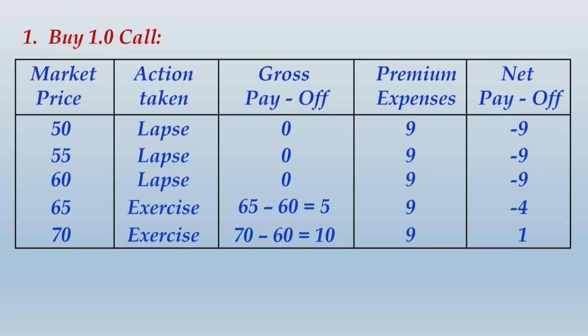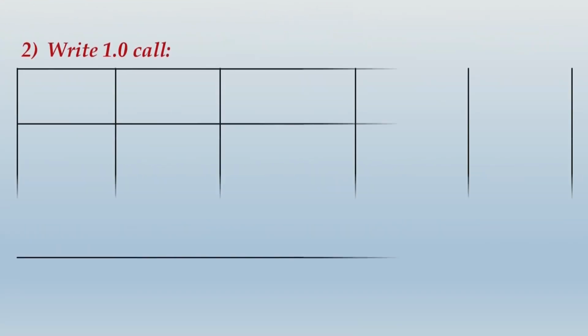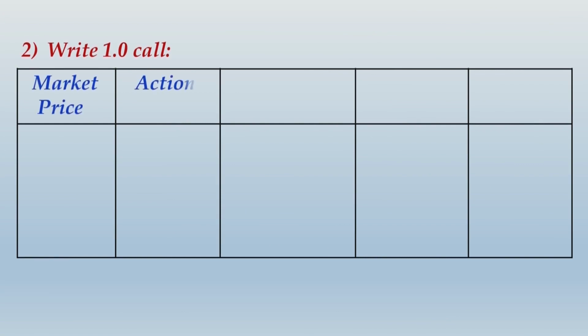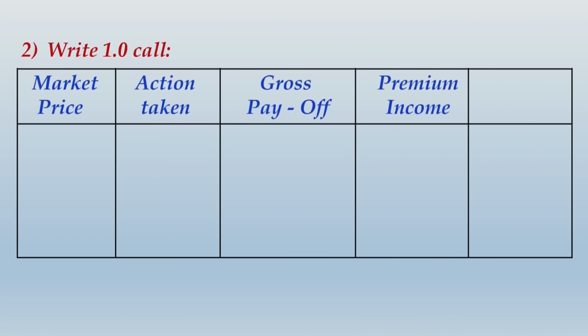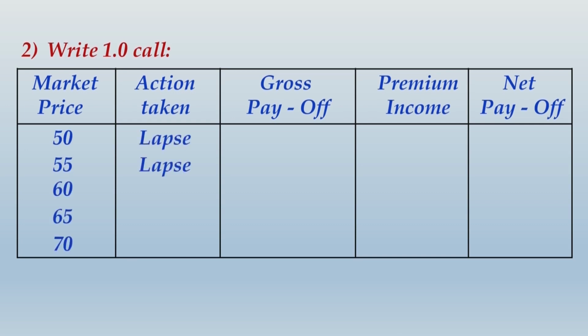Alright friends, after finishing the first scenario, when you go to the second scenario, it is writing one call option. So you would make again a similar table: market price, action, gross payoff, premium income and net payoff. So one big difference between the first and second scenario, that time you wrote premium expense, now it is premium income, but the type of option remains a call option. Okay, don't forget. Just the only difference is, instead of holding a call option, now you are writing a call option. So market price, same 5 different prices. Action taken won't change because this is still a call option.